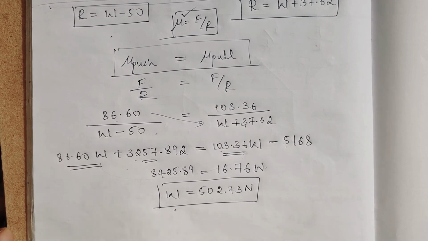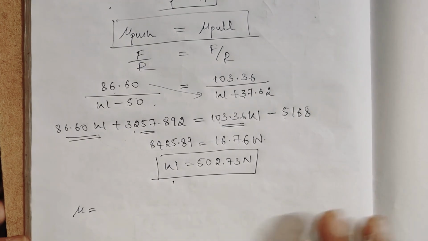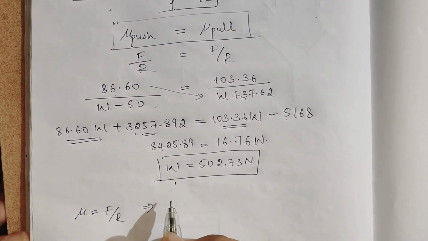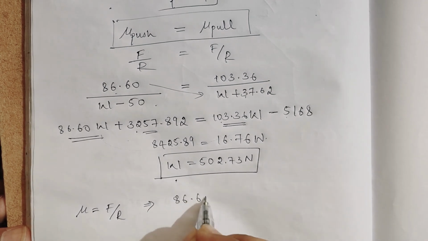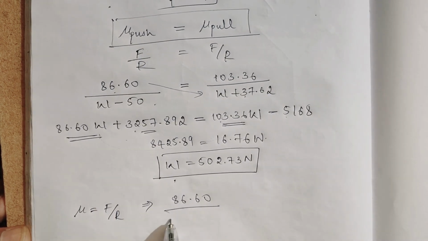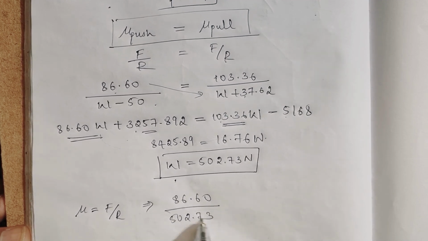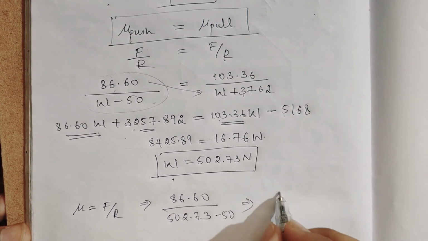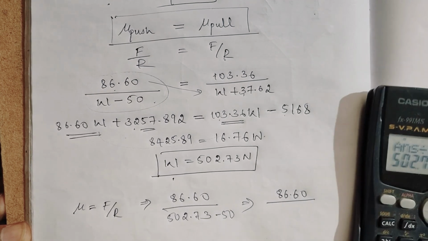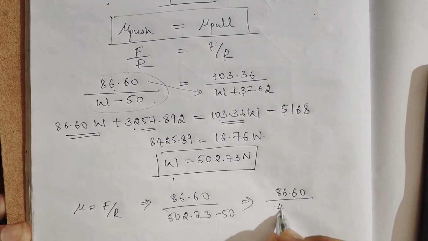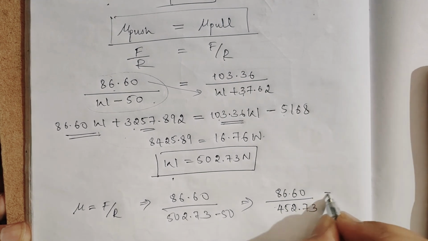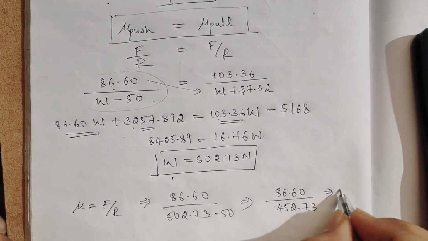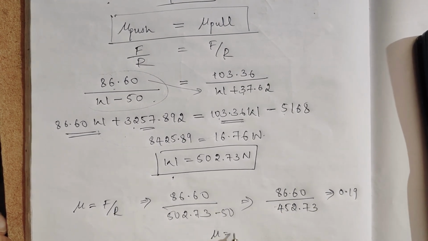Now it's easy to find what mu is equal to: F by R. Take any one, that is F, you take this, 86.60 divided by W. How much is W? 502.73. I am taking this one, minus 50. So 502.73 minus 50, 452.73. So your mu value will be 86.60 divided by 452.73, answer will be 0.19. So value of mu is 0.19.